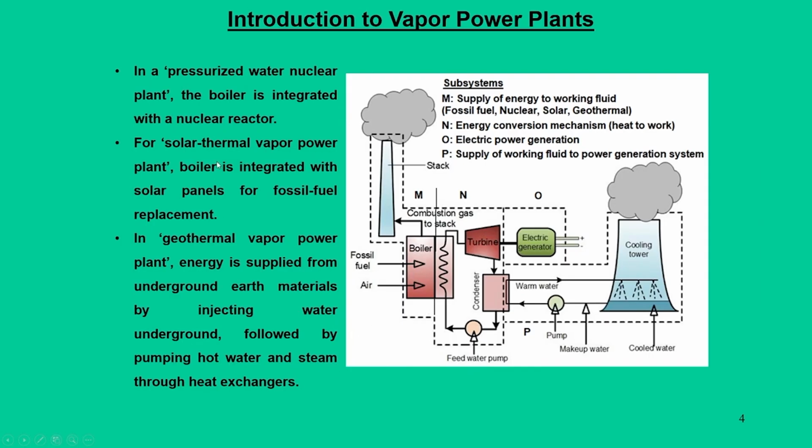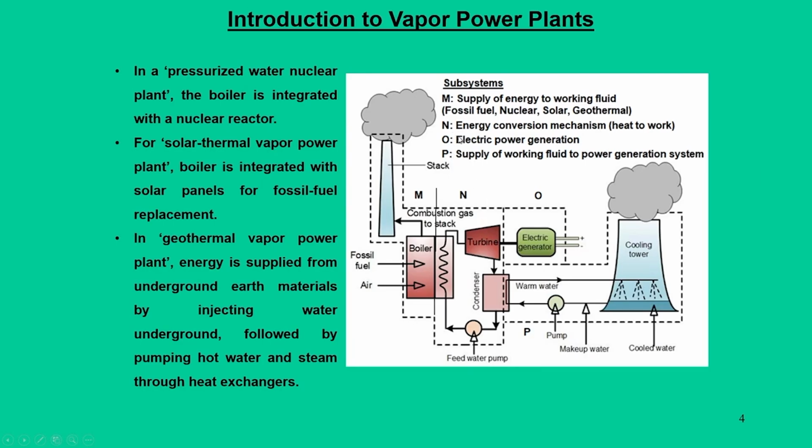So, another option could be a solar thermal based vapor power plant where the boiler is integrated with solar power systems. Another option is that we can think of a nuclear power plant where the boiler is integrated with a nuclear reactor. So, this choice of the heat energy supplied to the system is mainly based on the users.